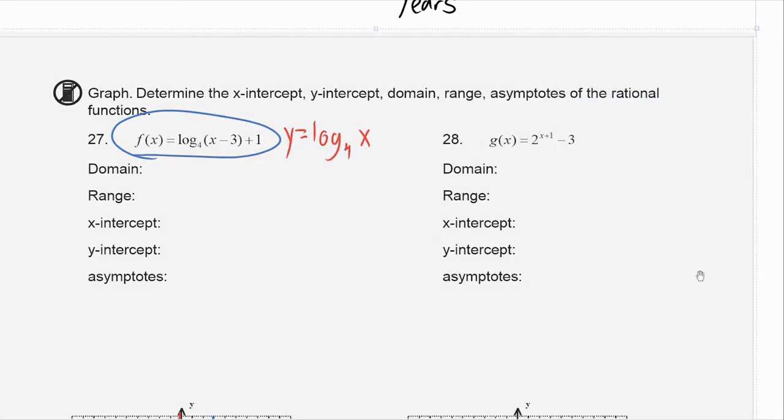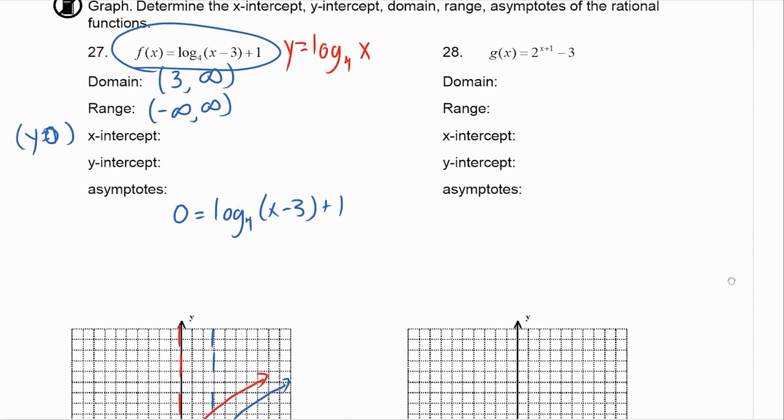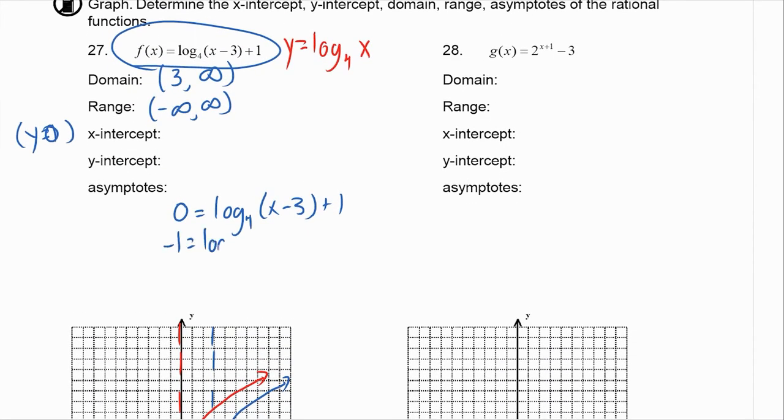The domain is going to be 3, which we don't actually include 3, to infinity. The range, on the other hand, is going to be negative infinity to infinity. The x-intercept. Now, this is when we set y equal to 0. So when we set y equal to 0, we're going to do some work. 0 is equal to log base 4 of x minus 3, plus 1. Bring the 1 over, so I get negative 1 is equal to log base 4 of x minus 3.